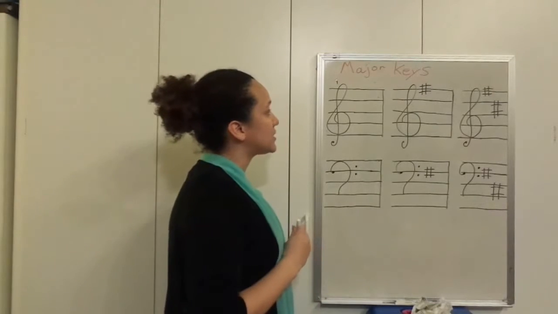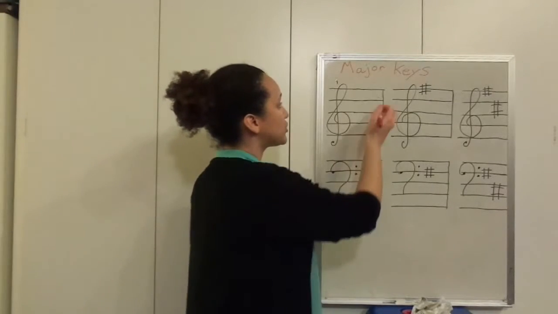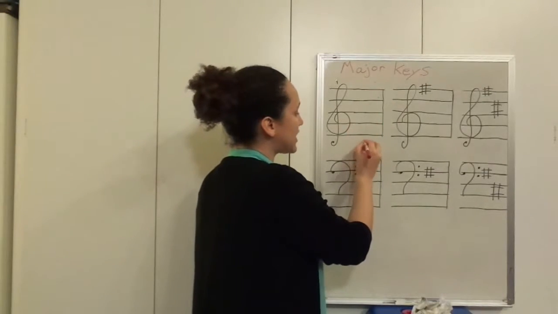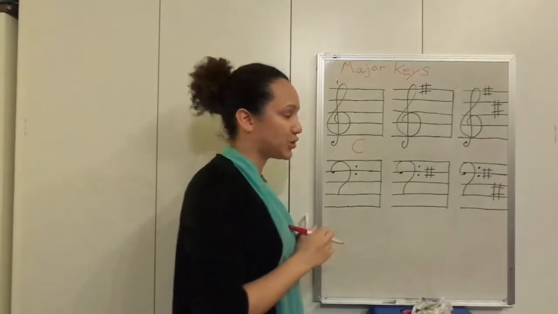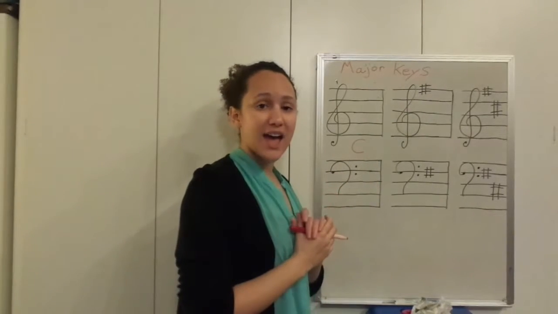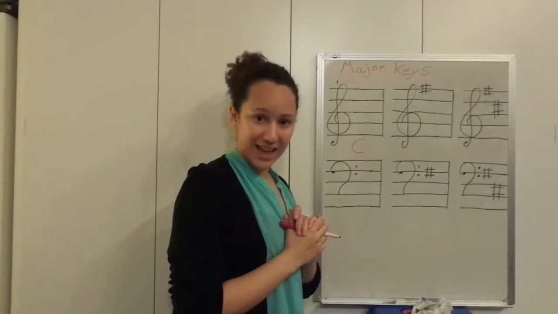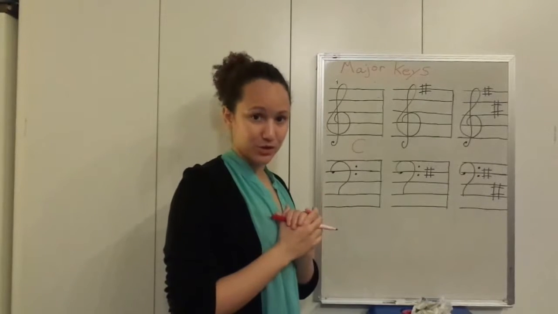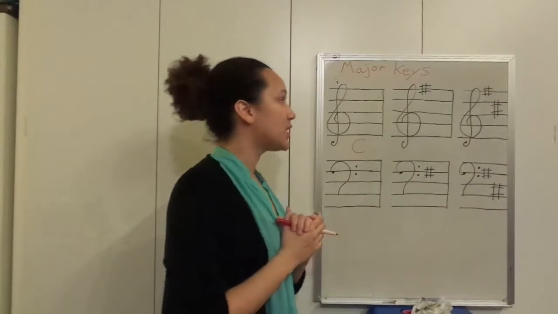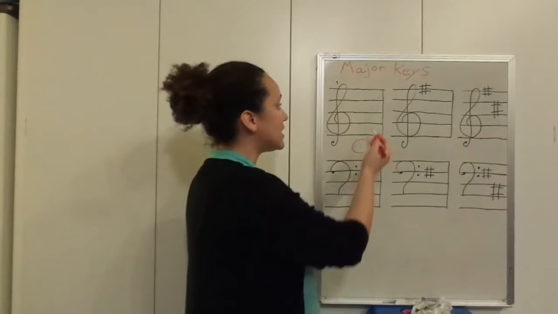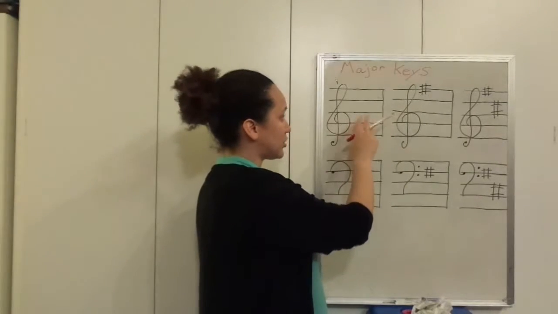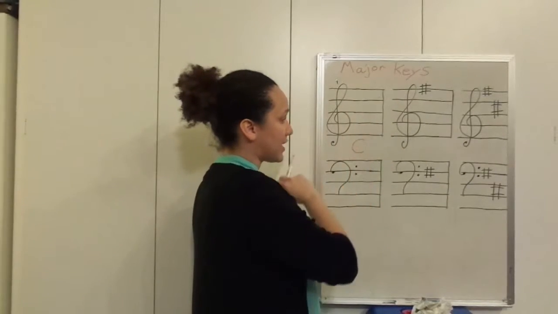In this case, we have no sharps or flats, so we know that it's C major, because C major has no sharps or flats. The scale of C major has no sharps or flats. So therefore the key, and therefore the key signature, has nothing there.